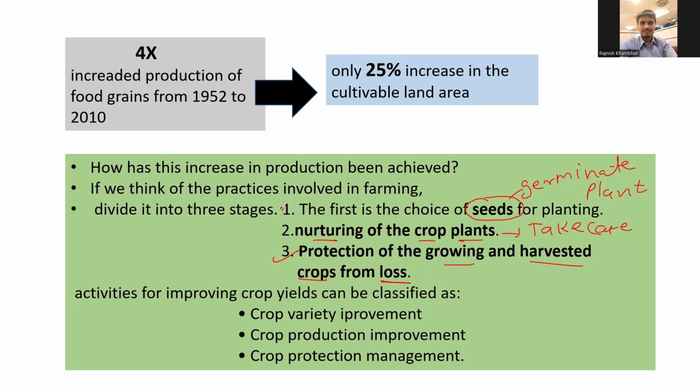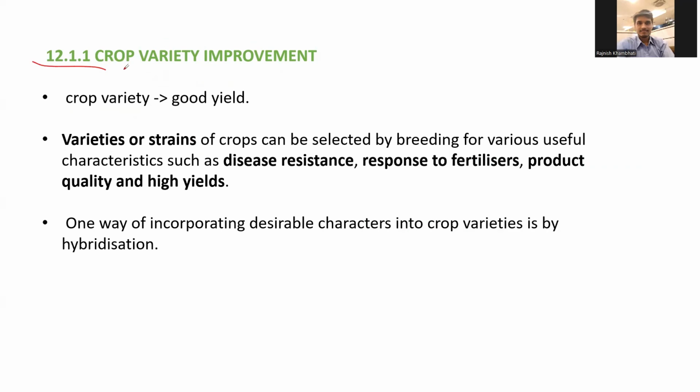When you follow these 3 steps, we can get more yield. And this is how we got 4x production in 25% land only. And we can do some activities to improve the crop yield. Like we can improve the crop variety, we can improve the crop production, and we can improve protection management. Clear? 12.1.1 crop variety improvement.